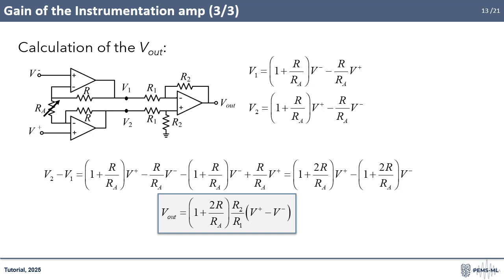This formula explicitly shows how the overall gain is the product of the first stage gain, set mainly by RA, and the second stage differential gain, set by the ratio R2/R1. In practice, R1 and R2 are often fixed, precision-matched resistors to preserve accuracy and common mode rejection, while RA is adjustable to tune the amplifier for different measurement ranges without disturbing input characteristics.